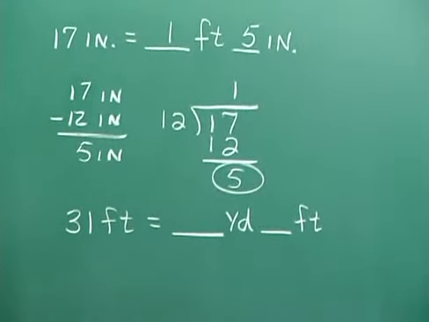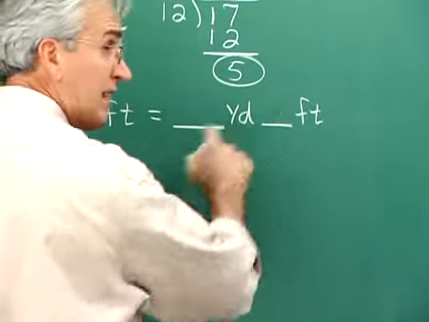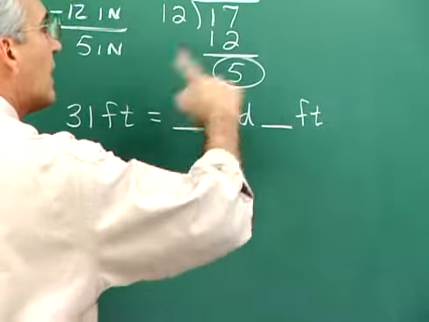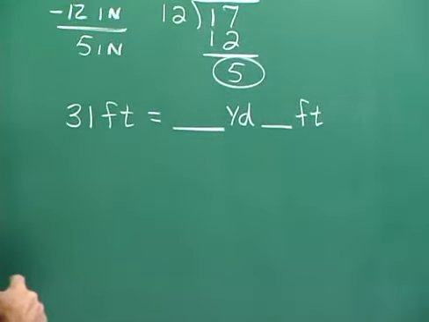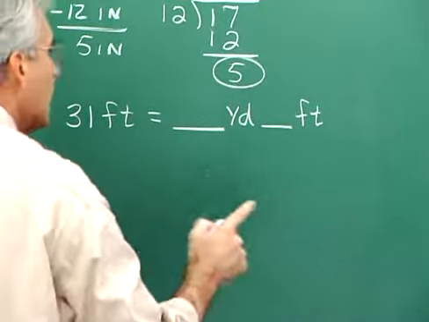Let's go through it again with changing feet into yards and feet. You see, so we want a whole number of yards and then the leftover feet over here. And since it's 31 feet, gee, how are we going to divide? What are we going to divide by?